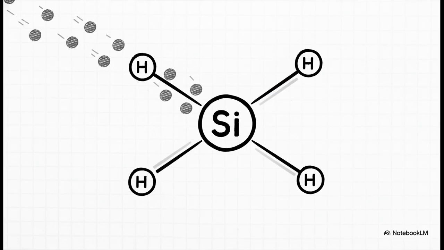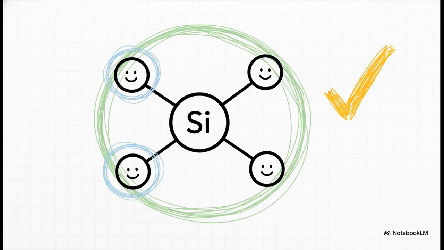All right, on to step 2, drawing the skeleton. Silicon is the least electronegative, so we'll put it in the center. Then we connect each of the 4 hydrogens to it with a single bond. Now hold on, remember, each of those lines, each bond, uses 2 electrons. We made 4 bonds, so 4 times 2 is 8. We've just used all 8 of our electrons. And that makes this a really simple case.